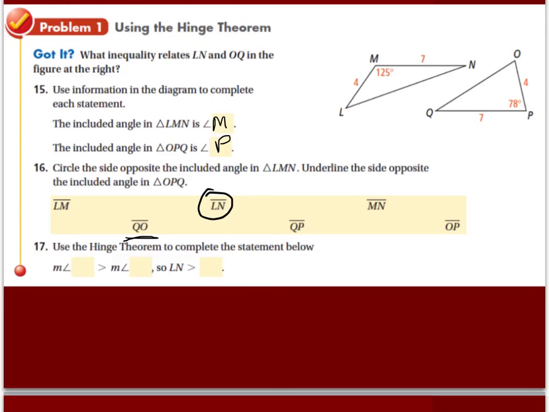So use the hinge theorem to complete the statement below. The measure of angle M is greater than the measure of angle P, so LN is greater than QO. And that's how you use the hinge theorem. Very simple.